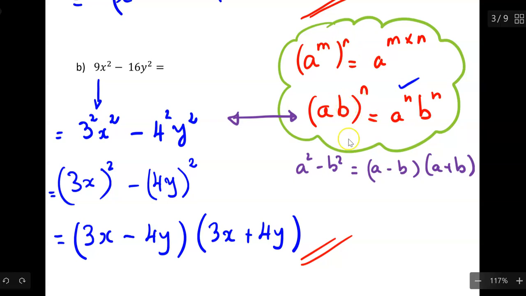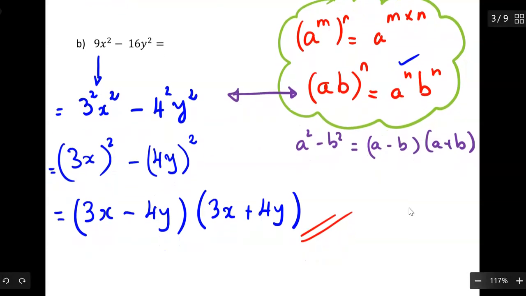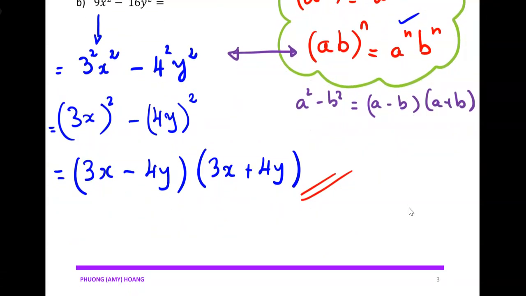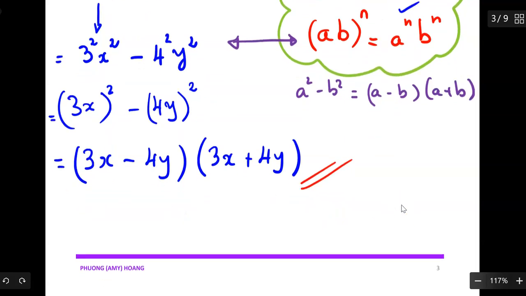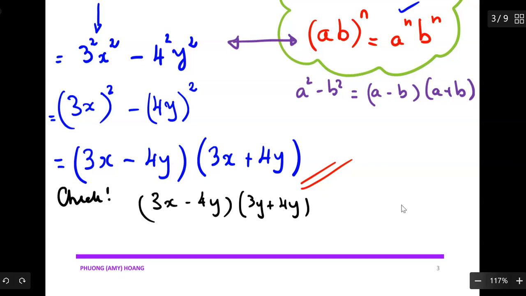Alright, so now the next step is, I am going to ask everyone to do this for me. If you are not sure if you got it correct or incorrect, let's review the step where you multiply them back in. Then you can see whether or not you get the original expression back. So 9x squared subtract 16y squared. In this case, I'm going to check my answer by expanding, multiplying term by term.